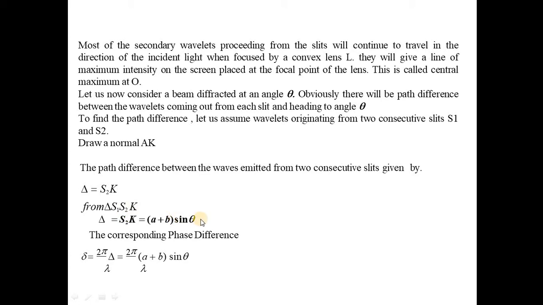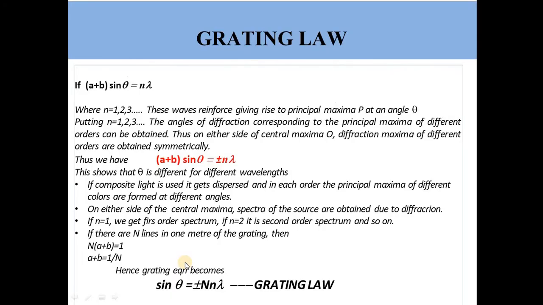So this is the path difference between the two consecutive points from which the wavelets are diffracted at an angle theta and meeting at the point P. The corresponding phase difference, as we have already noted, is 2 pi by lambda times delta, that is, 2 pi by lambda times (A plus B) sin theta. Now if (A plus B) sin theta is equal to n lambda, where n is 1, 2, 3, these waves satisfying this condition superpose at the point P, giving a principal maxima at an angle theta.